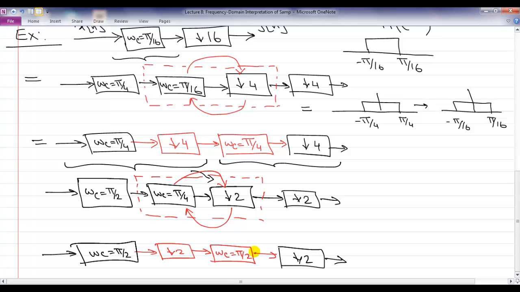So that's the use of this identity: you can play around with it to simplify your processing in discrete time. By simplification, I mainly mean that the filter that you have to design doesn't have to have a very sharp cutoff. By doing this manipulation, you can end up with filters which have a much higher cutoff. We started with a π/16 filter, and we ended up with filters which are only π/2 cutoff.